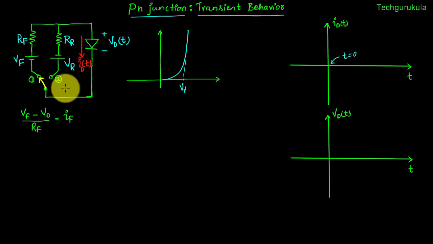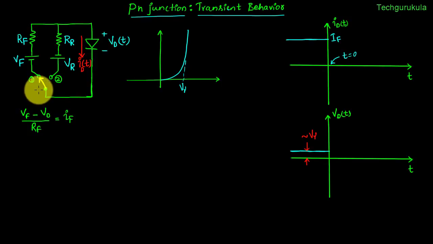As we said, the switch is in position 1 for quite some time until t is equal to 0. So basically, the current that is flowing through it is IF. Let me represent the current on this graph. So this magnitude is IF. However much current flows through the diode, the voltage across the diode would be very close to V gamma when it is in forward bias. So I'm taking the voltage across the diode to be approximately V gamma.